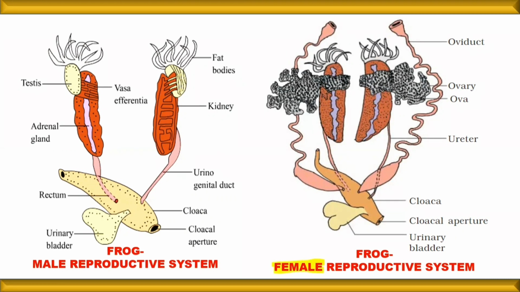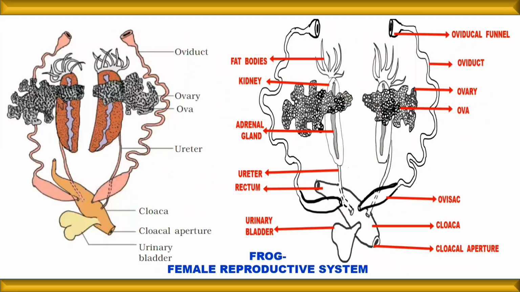In the previous session, you have learned about the male reproductive system. So here we have the diagram to detail on. As you can see in this diagram, you are going to represent the kidney, adrenal gland, the ureter, and also the urinary bladder, which are the parts of the excretory system.